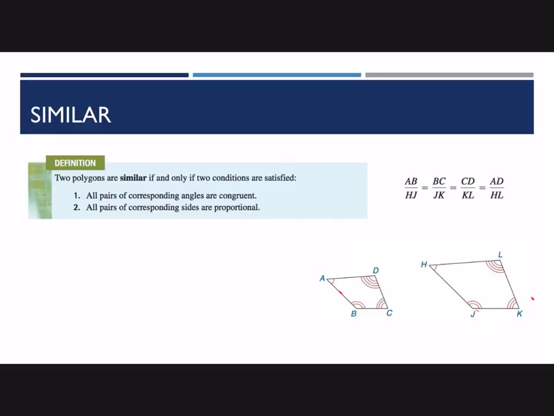Alright, and then also notice that in this definition we have the phrase if and only if. So remember, we can read this both ways. So if these two statements are true, then that means that the polygons are similar. And if the polygons are similar, then we know that those two statements are true.